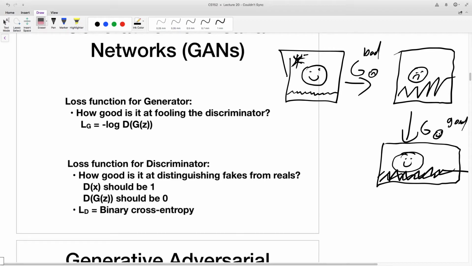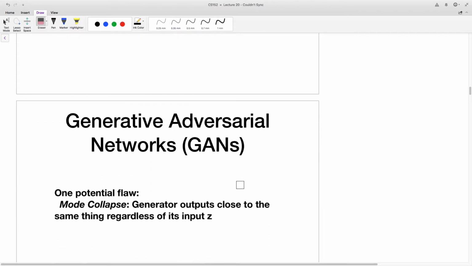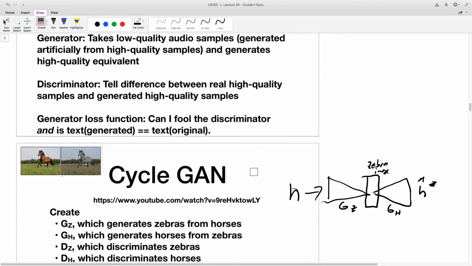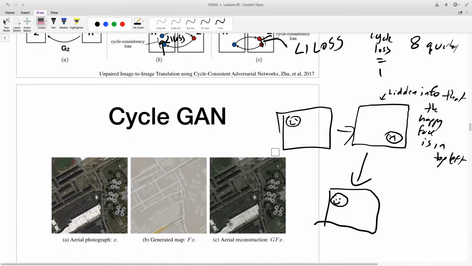Yes, added to the generator's loss and then backpropagated through. Okay.